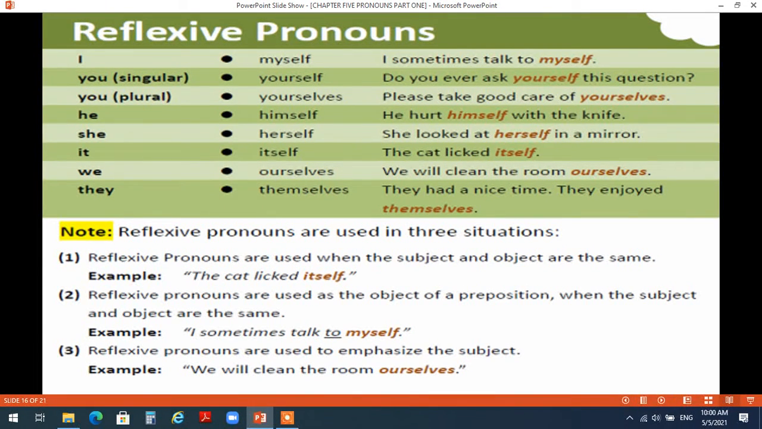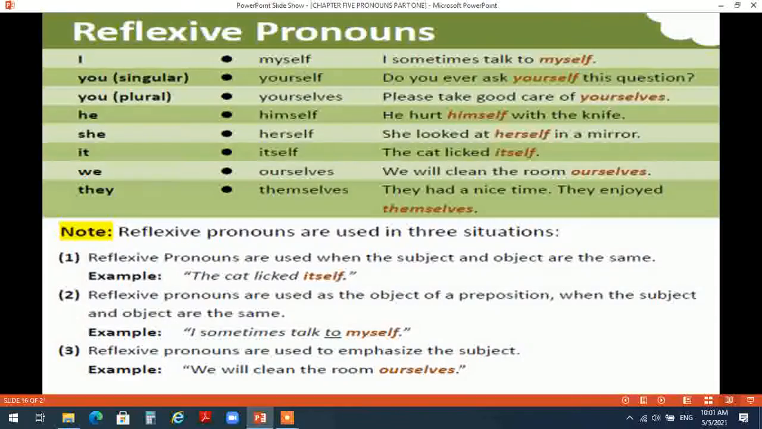الحالة الأولى reflexive pronouns are used when the subject and object are the same. إذن تستخدم الضمائر الانعكاسية حين يكون الفاعل والمفعول به يعودان على نفس الشيء أو نفس الشخص. For example, the cat licked itself. نلاحظ أن itself اللي هو في موقع المفعول به في هذه الجملة يعود على الفاعل اللي هو the cat. لذلك قلنا أن the subject and the object are the same.